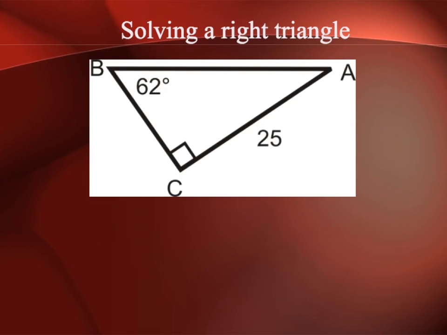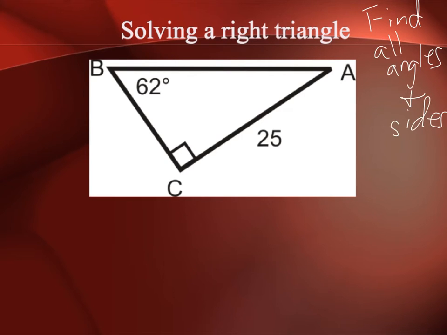Okay, we're nearing the end, folks. If you're asked to solve a right triangle, all that means is find all angles and sides. So whatever they don't give you, you've got to find. So if you look at this, they give me 62 degrees. They also give me a 90-degree angle right here. And so common sense tells you add those two up, subtract from 180. What are you left with? 28 degrees. So the measure of angle A is 28 degrees.